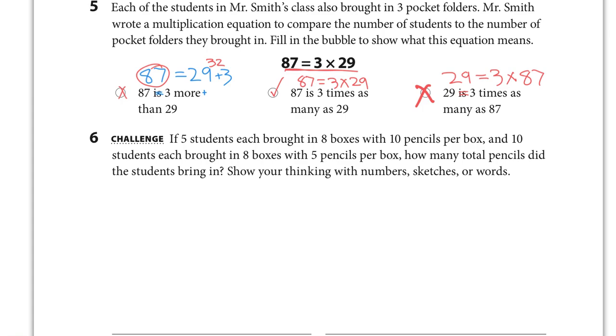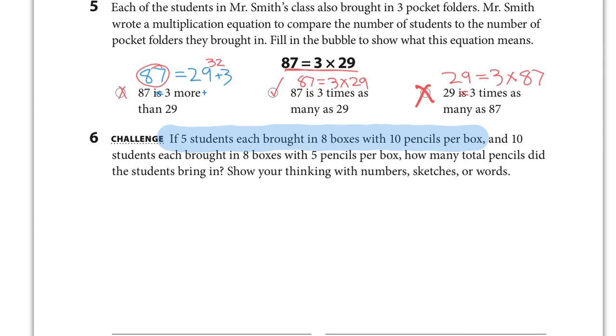That's too much. I'm going to focus on the part that I can remember. If 5 students each brought in 8 boxes with 10 pencils per box. Wow. So we're trying to think in how many pencils there is. Well, let's talk about just one box. One box has 10 pencils. Each student is going to bring in 8 boxes. So how many is one student going to bring?